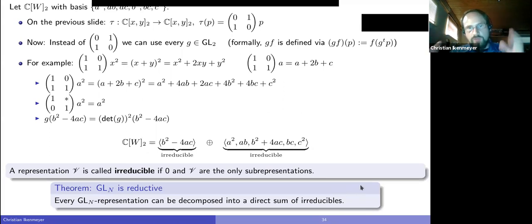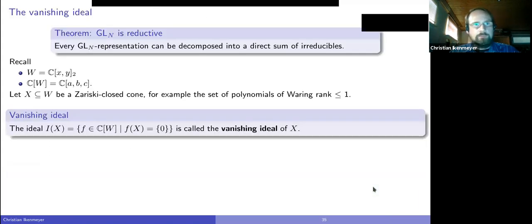So whatever you do, any finite dimensional representation of GLN, which this is here, you have an action of GLN, it can always be decomposed into a direct sum of irreducibles. And that is very good, because now what you want to do is study the representation that you want to study. It's the vanishing ideal. So let me tell you what the idea is.